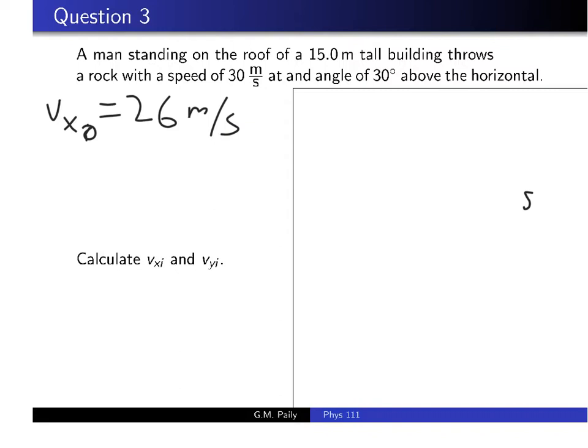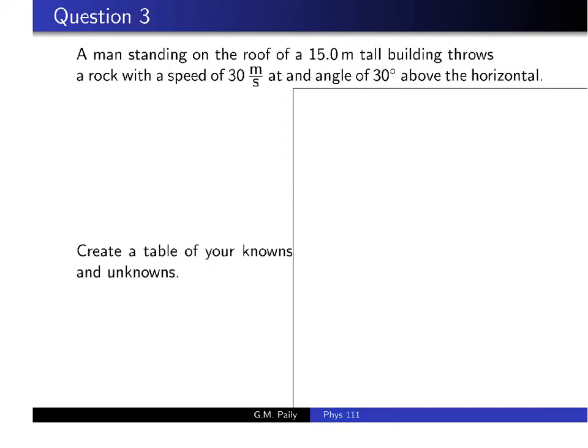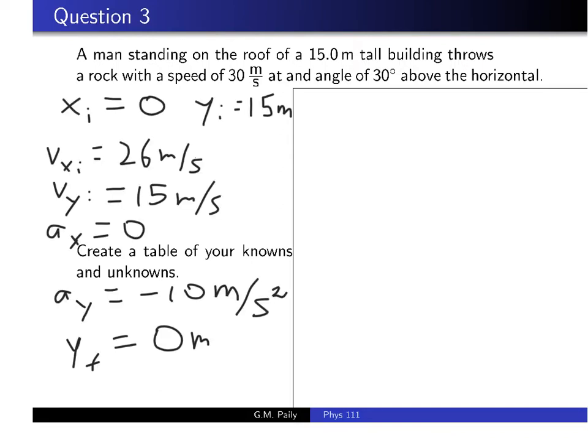We are asked to create a table of our knowns and unknowns. Remember to look at both the x and the y values. Here we have listed all the information that we could get from the problem. We take the building to be the starting point along the x-axis, and so x initial is equal to 0 meters. We take ground level to have a height in the y direction of 0 meters, and so y initial at the roof of the building is 15 meters.